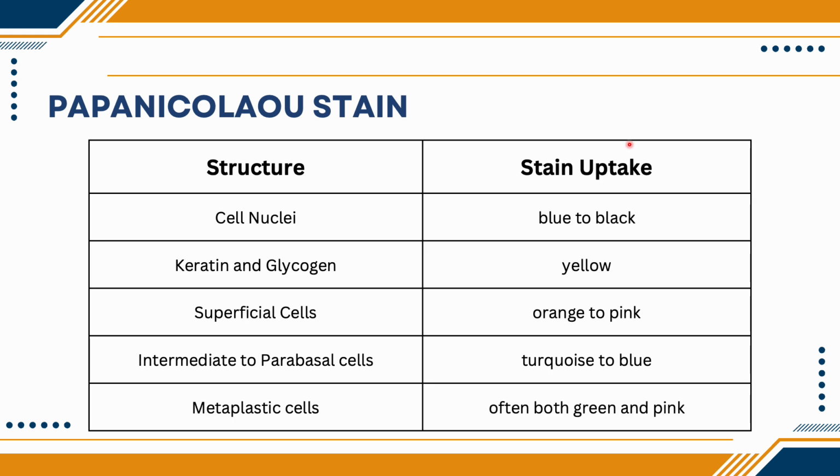So ito naman ang affinity ng mga cellular structures to the certain stains resulting in the characteristic color. So yung cell nucleus natin, remember that it's rich in nucleic acid. Ano nga yung nuclear stain? Hematoxylin. Thus, it appears blue to black. Keratin and glycogen are stained by OG6, that's why they appear yellow to orange. However, superficial cells would actually appear more orange to pink as opposed to keratin and glycogen. Intermediate to parabasal cells would appear turquoise to blue, and metaplastic cells would often appear both green and pink. And remember, this is because each stain has a different affinity for each of these characteristics.